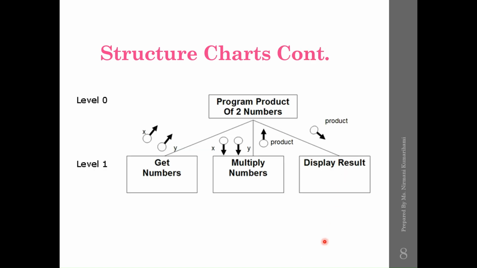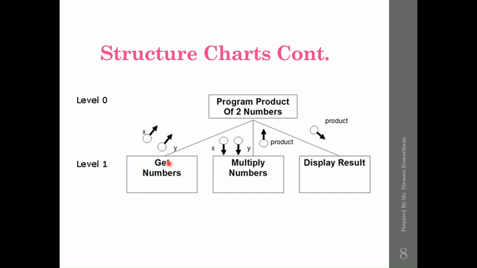Look at this example. In this structure chart, we divide the main system into subsystems, and we mention the levels. The main system level is level 0, the next level is level 1, then level 2, and so on. Here, the program is the product of two numbers. It is divided into get numbers, multiply numbers, and display result.